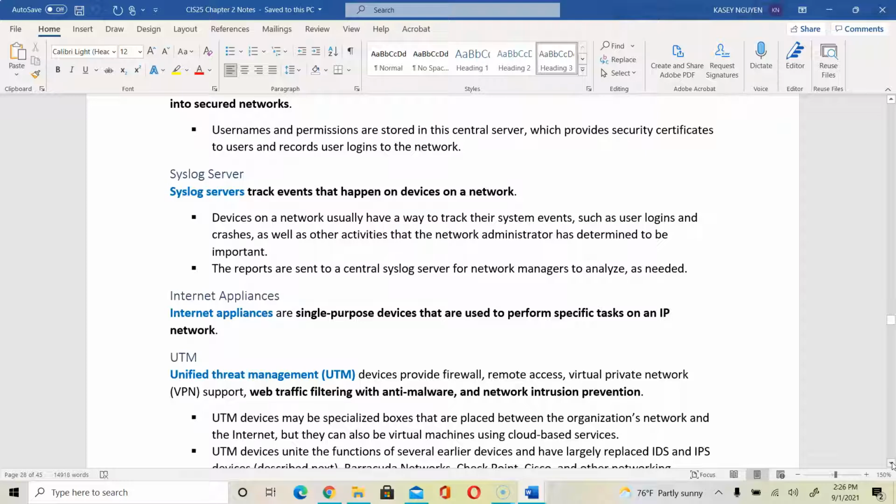service systems. Internet appliances mainly just perform specific tasks on the internet network, and your Unified Threat Management, UTM, provides firewall, remote access, virtual private network, web traffic filtering, and so on.